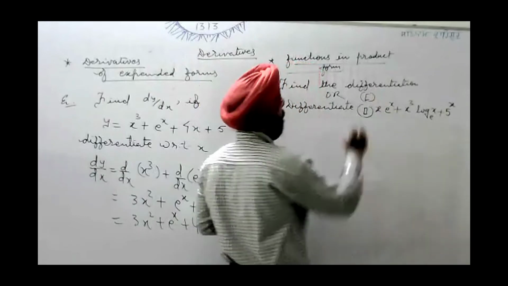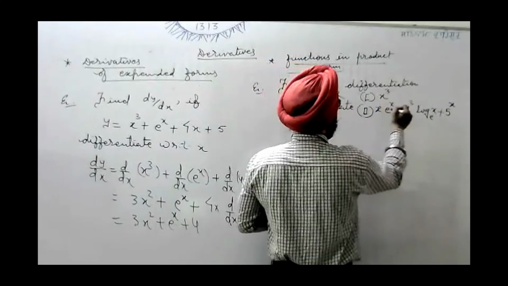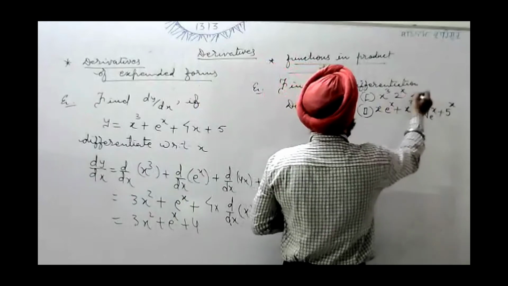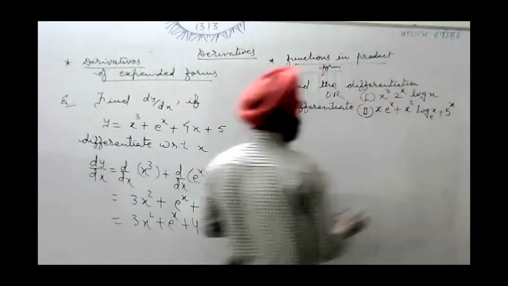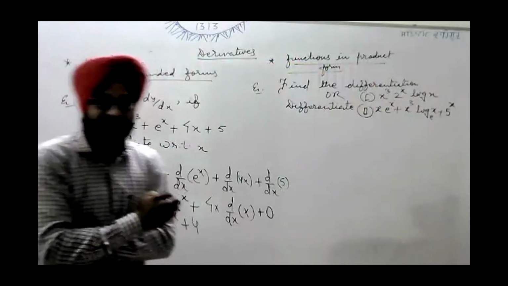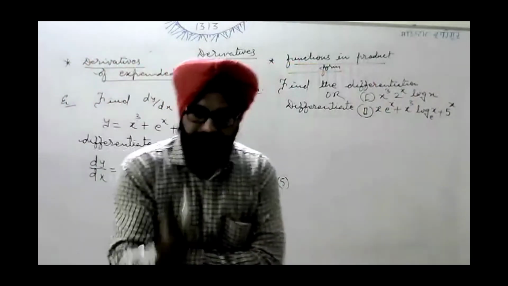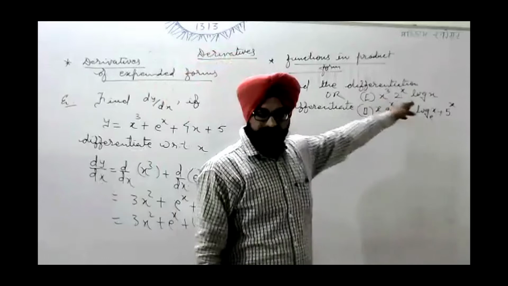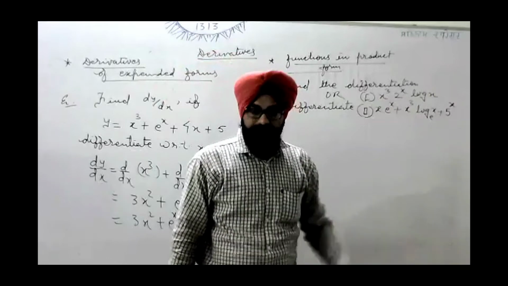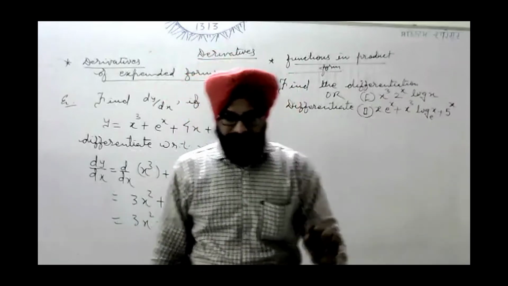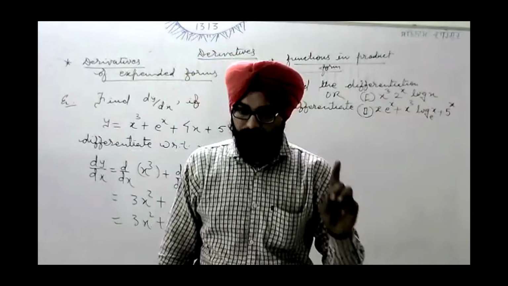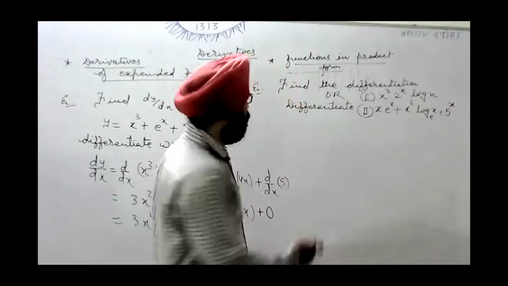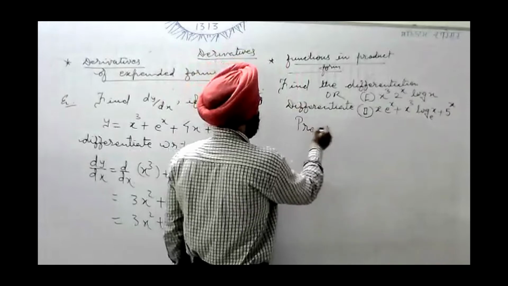First I will write here x cube, 2 raised to the power x, into log x. Suppose it is this way. Now what is the change? I have taken a single term, a monomial, where three functions are given in multiplication. In such a case, when our functions are given in multiplication, we use the product rule. Let me write the product rule first.